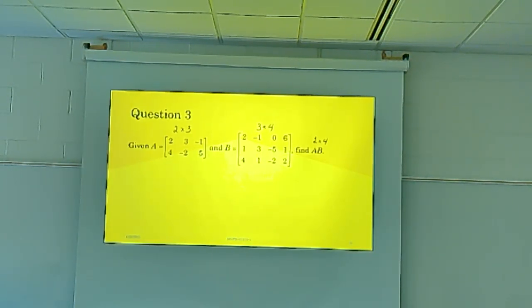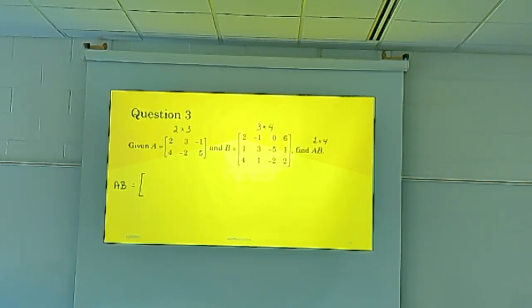A 2 by 4. And it's just the outer numbers. So that is useful to keep in the back of your minds to make sure that you actually write out the product the correct way. And so now I have to think back to how the product was defined.